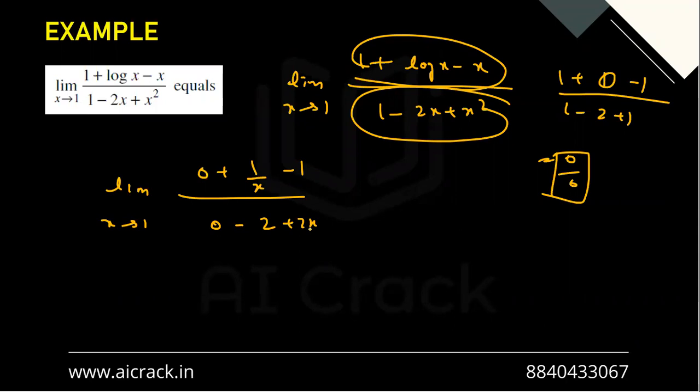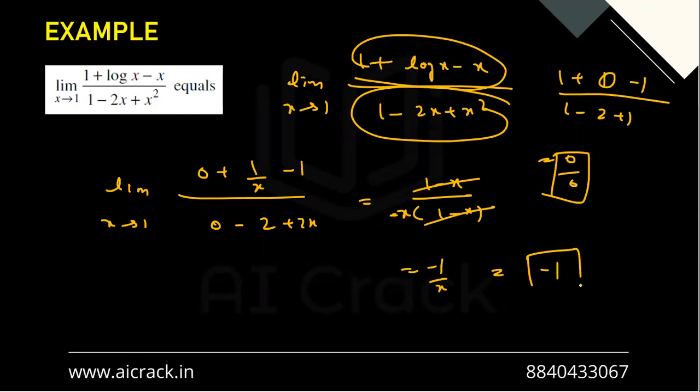You can see that this is 1 - 1, 0. And over here, this is 1 - 2 + 2, that is again 0. So 0 by 0 again. So we'll have to apply L'Hopital's rule once again, or else we can do factorization as well. Let's try to do factorization this time. That will give me (1 - x) divided by x times minus of (1 - x). So this gets cancelled, this is -1/x, so this is nothing but -1. So the limit comes out to be -1.